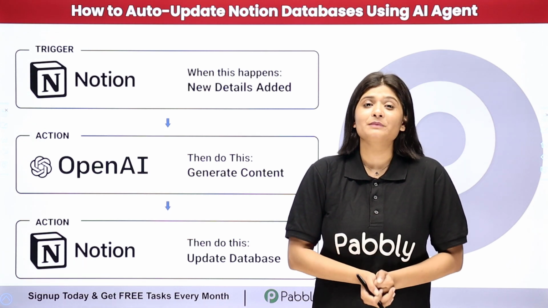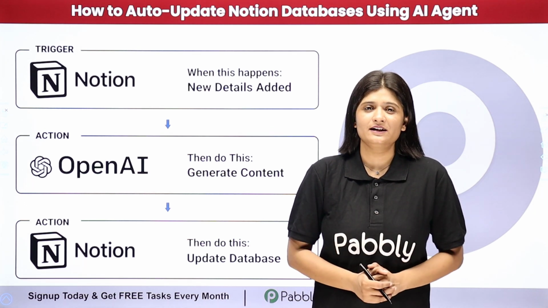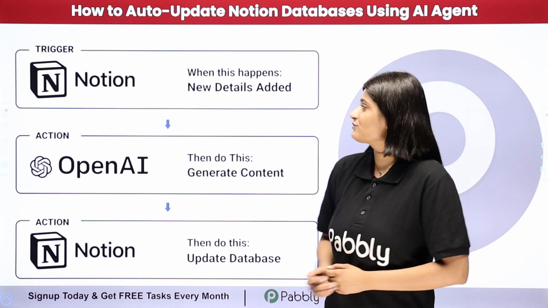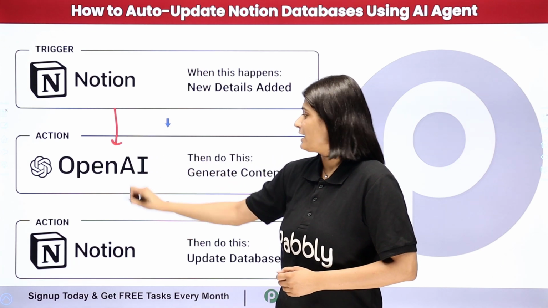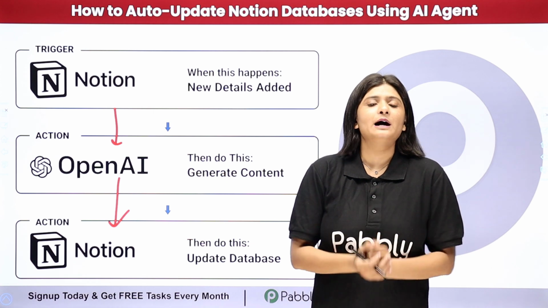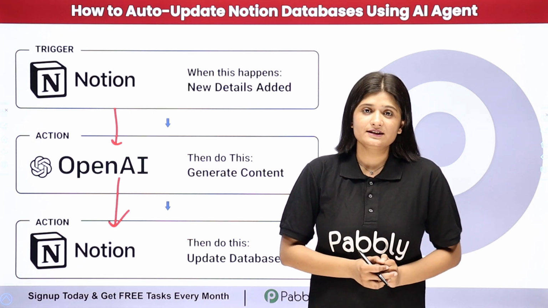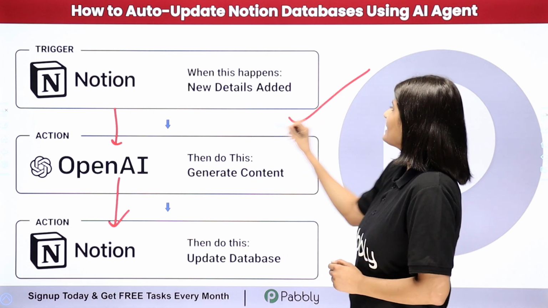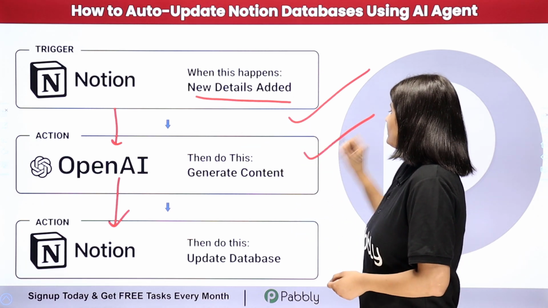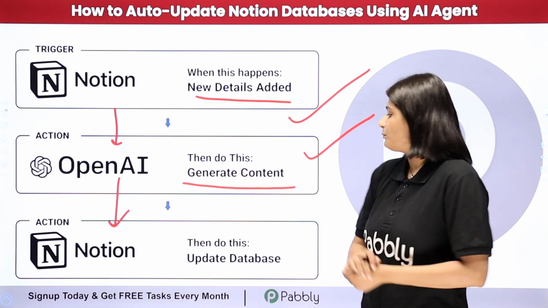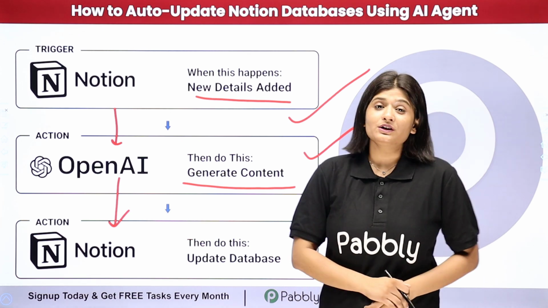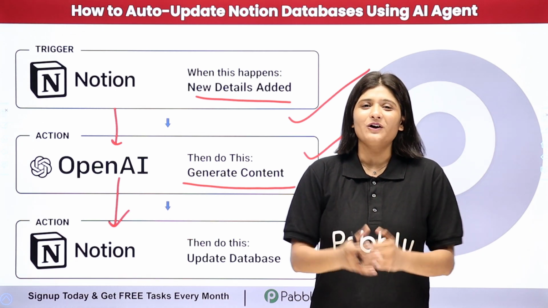Pabbly Connect is an amazing automation and integration software which requires no coding or programming skills. Here I just need to build a connection between Notion and OpenAI. I am going to take my AI agent as OpenAI and then Notion again. With the help of Pabbly Connect, I am going to build this connection in such a way that whenever I add a new detail in my Notion database, the blog or the content will be automatically generated with the help of OpenAI, and then my database will be automatically updated. Now if you want to learn the step-by-step process, then let me take you all to my screen.